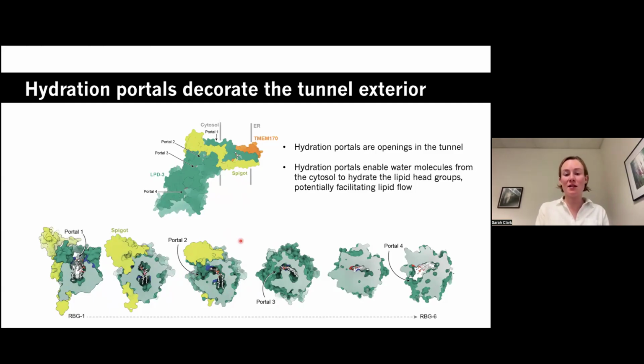And again, this is also really important. This is also really interesting because this is exactly how the lipids would be in their native environment in a lipid bilayer. The head groups would be exposed to the aqueous cytosol, and the tails would be protected in the interior of the membrane environment. So again, it really just looks like a little piece of a membrane bilayer that's moving through the lipid transport tunnel.